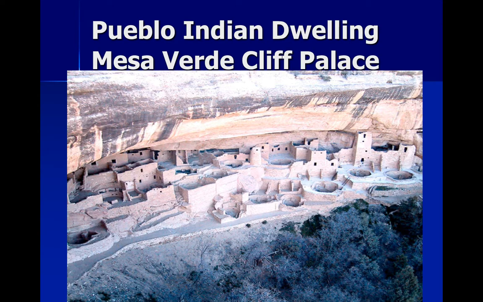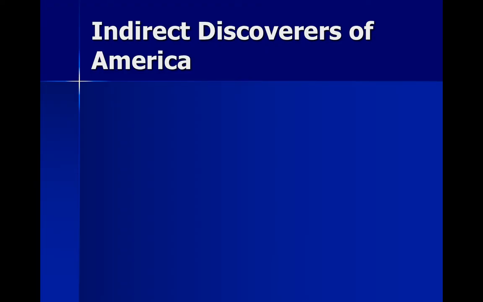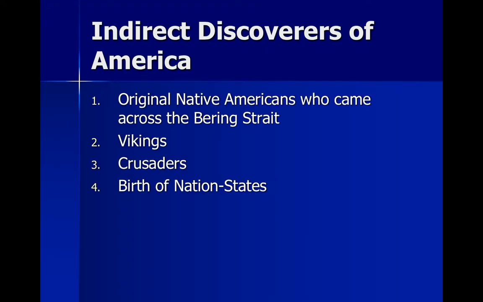It was really cold at night. This protects them from the cold. It also protects them from attack. You can see that it's tucked under this mountain, and you can't really see it. They'd have ladders that would go up to the top floor where they'd sleep at night. They'd pull the ladders up so they wouldn't be attacked. So protection and adaptation was big for North American Indian tribes. There's a little closer view at that. Kind of cool. Okay, let's get into some of the indirect discoverers of America.